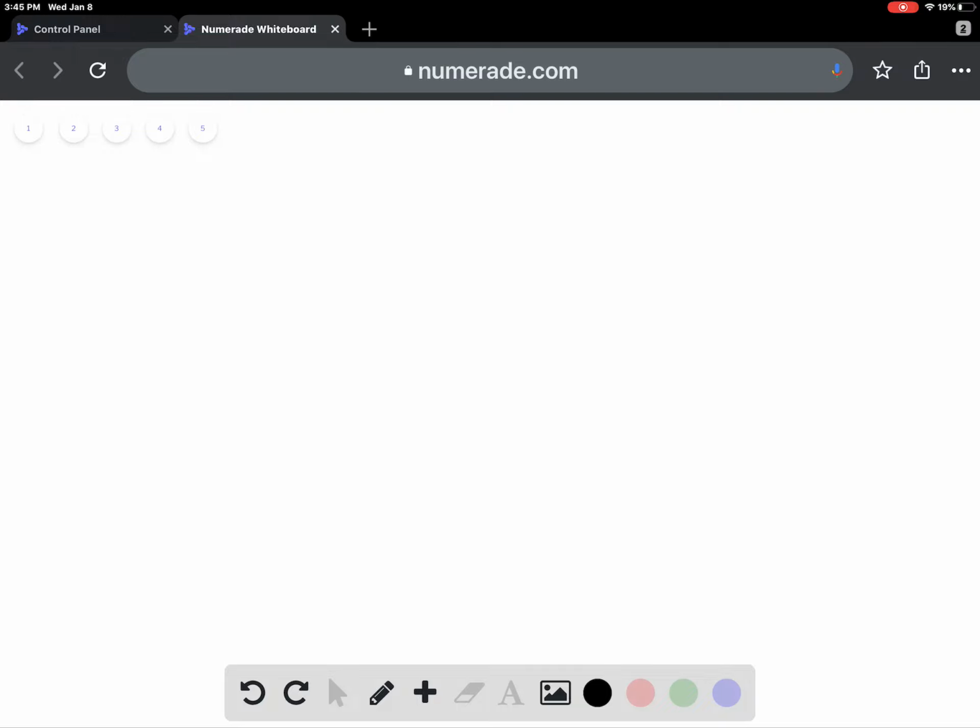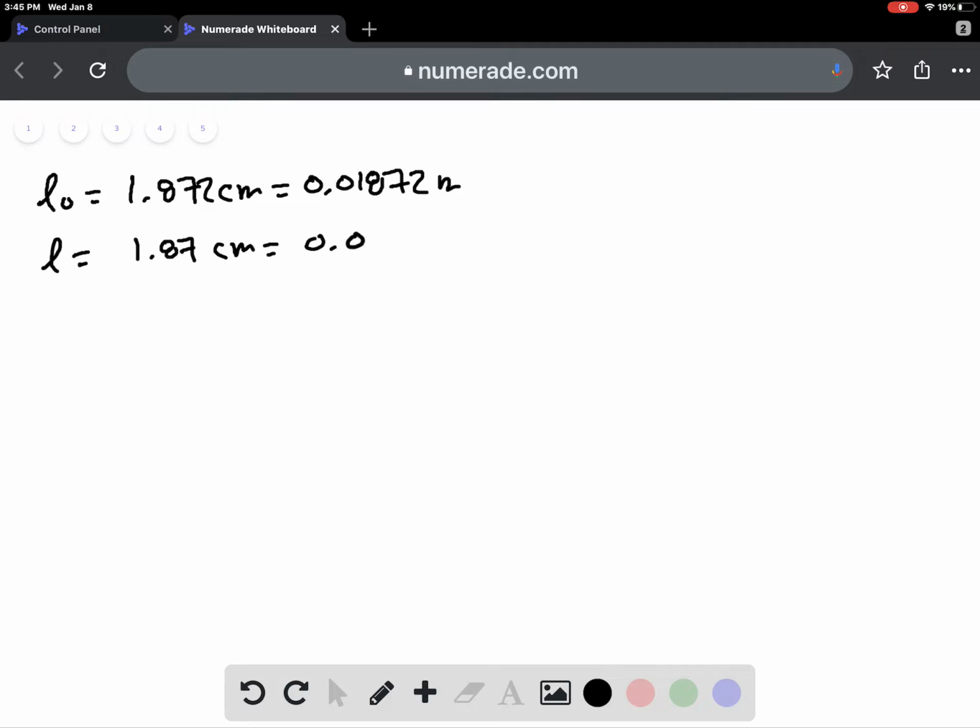So the data that we have for the problem is, first of all, before doing anything at ambient temperature, the rivet has a diameter of 1.872 centimeters, which is that in meters. The size of the hole is 1.87 centimeters, which is 0.087 meters.